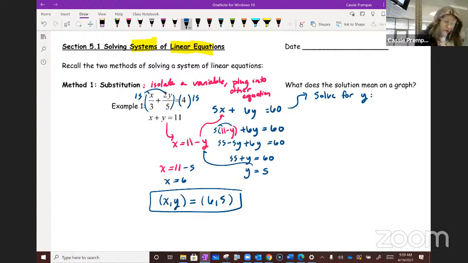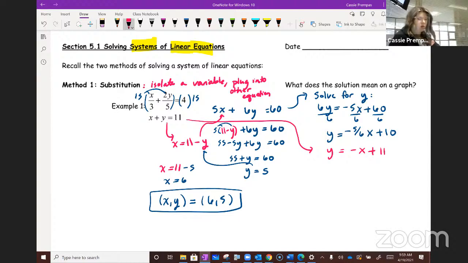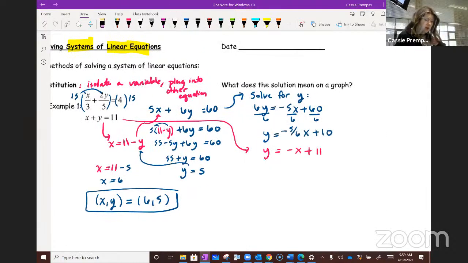So if I solve this for y, I have 6y is equal to negative 5x plus 60. Divide everything by 6. And I have y is equal to negative 5 over 6 x plus 10. And then if I take this equation also, solve for y, I'll get y is equal to negative x plus 11. I know I didn't give you an xy coordinate plane.